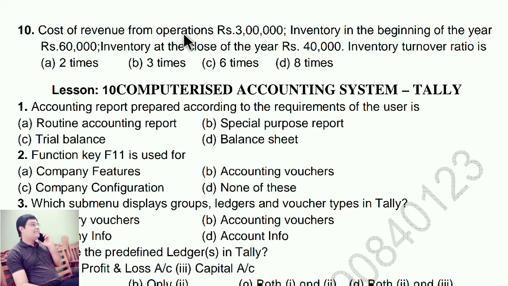In this question, cost of revenue from operation, 3 lakh, is given. Average inventory we have to find out. What is the formula for average inventory? Beginning means opening. Opening plus closing inventory divided by 2. So 60,000 plus 40,000, 1 lakh, divided by 2, is 50,000. So inventory turnover ratio is 3 lakhs divided by 50,000. The answer is 6 times. Understand?